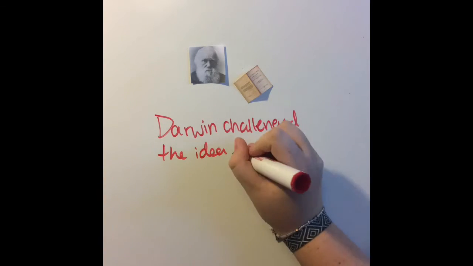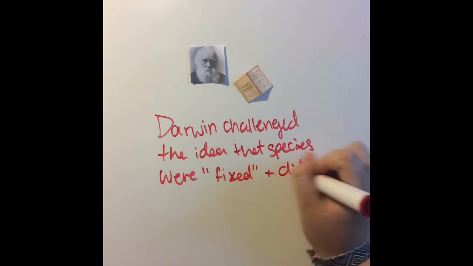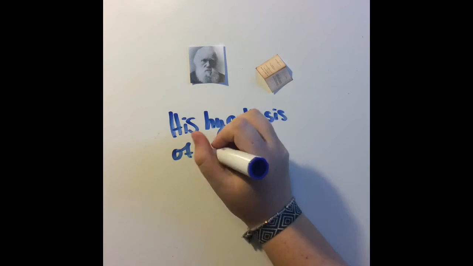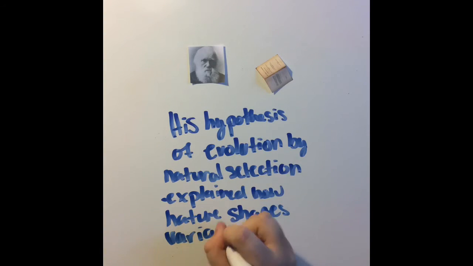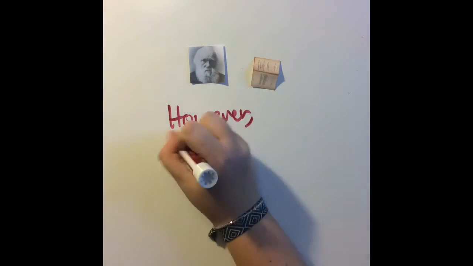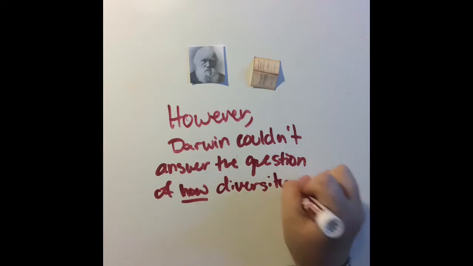When Darwin published his data supporting evolution by natural selection in his book On the Origin of Species, he challenged the idea that species were fixed and did not change. His hypothesis of evolution by natural selection explained how nature shapes variation in population. However, Darwin could not answer the question of how diversity arises in the first place.